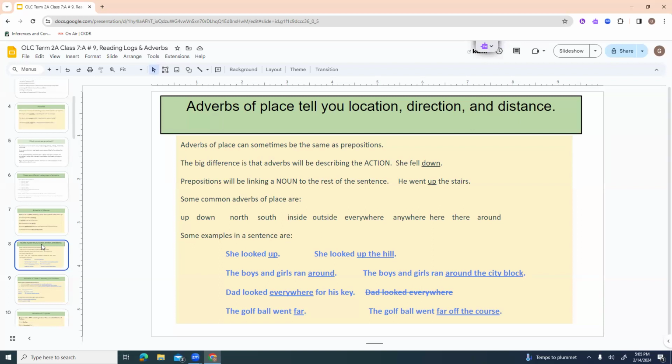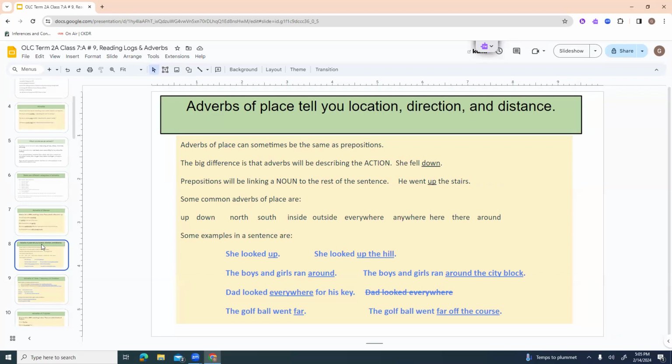So comparing these two, some examples in a sentence are: she looked up would be an adverb. She looked up the hill, it's acting as a preposition. The boys and girls ran around, it's acting as an adverb describing ran. The boys and girls ran around the city block. Now around is connecting a city block to the rest of the sentence.